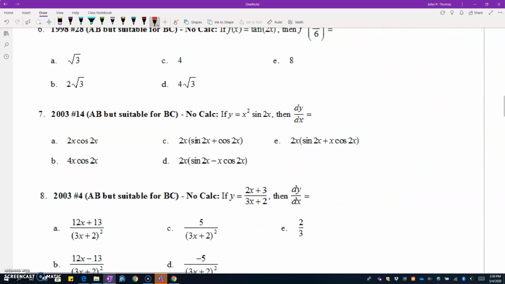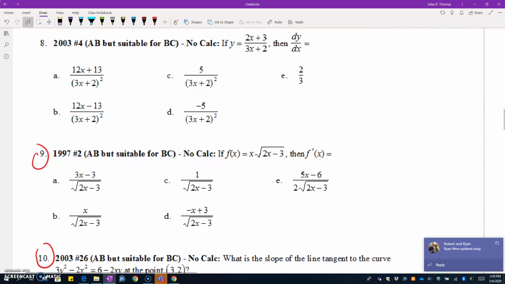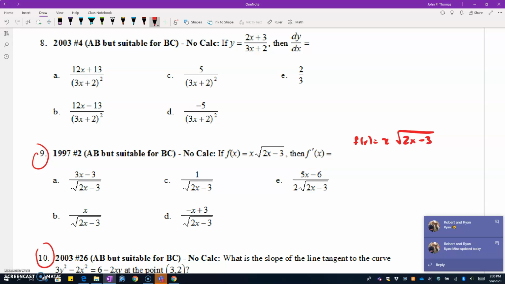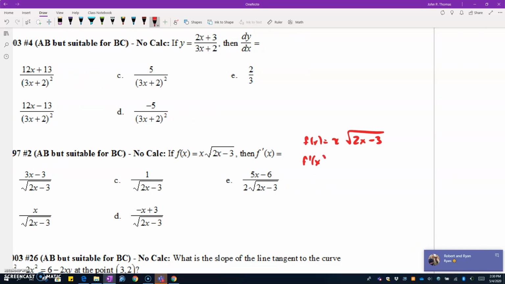Alright, taking a look to the next one that you asked about, which is number 9. Alright, number 9, we've got f of x equals that. Find f prime of x. So f of x equals x square root of 2x minus 3. So I'm going to deal with this as a product rule first. So I've got first, which is x, d second, so 1 over 2 root 2x minus 3.